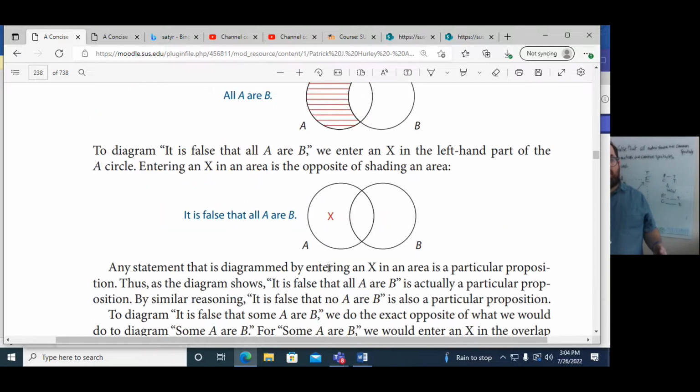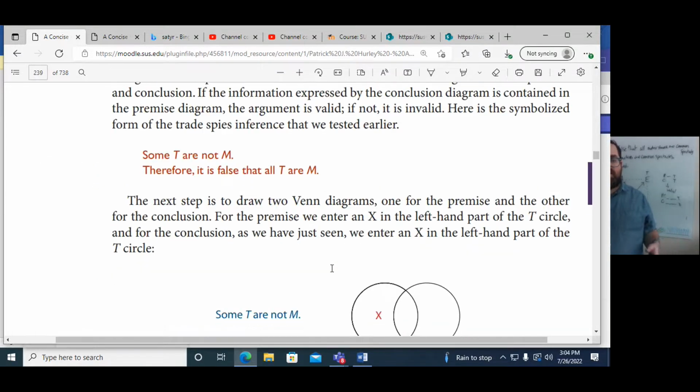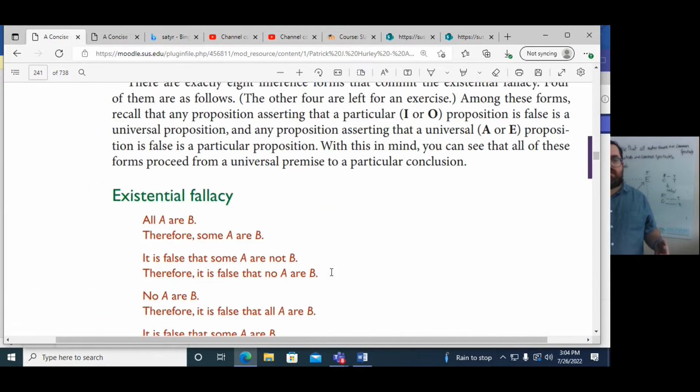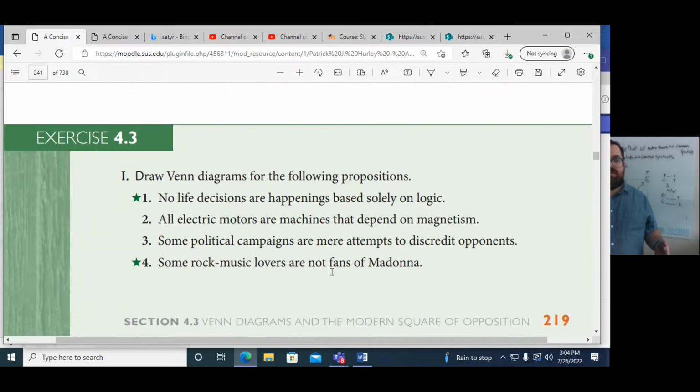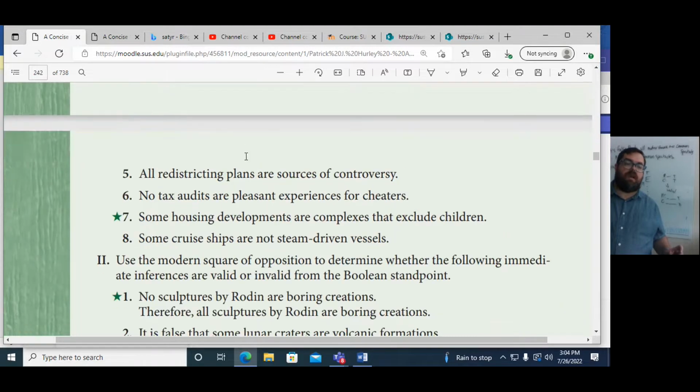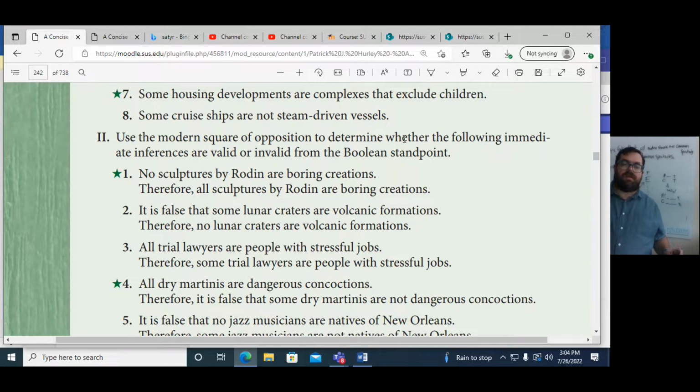Of course, you could say the same thing with Venn diagrams, but we're not paying attention to that. In 4.3, we don't actually draw Venn diagrams. We do the square of opposition instead. So use the modern square of opposition to determine whether the following immediate inferences are valid or invalid. So number 1: No sculptures by Rodin are boring creations.